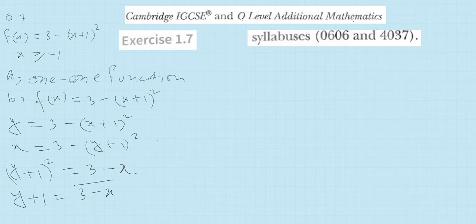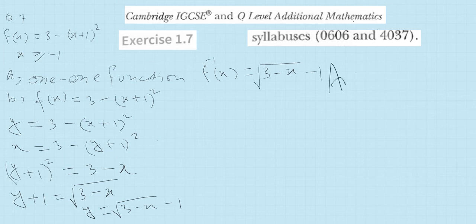3 minus x root, and the final answer is y is equal to 3 minus x root, and this 1 plus 1 moves to the other side, it becomes minus 1. And finally replace this y by f inverse x, which is equal to 3 minus x root minus 1. So this is the answer of part B. Hope you understand. Very interesting question.